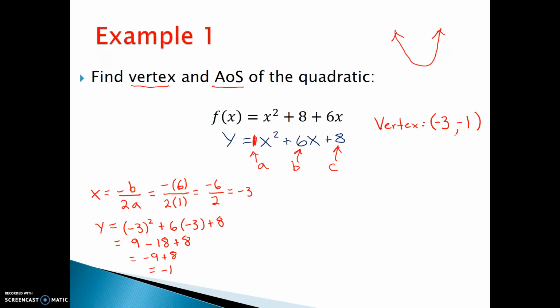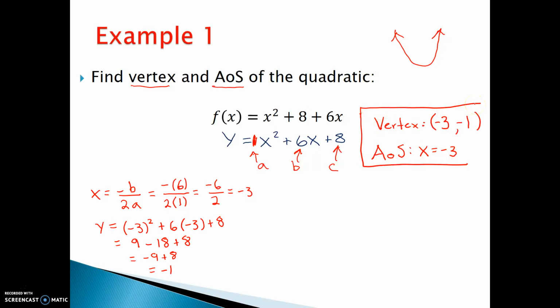Okay, so all I've done so far is basically just provide the vertex. Again, how do I find that axis of symmetry? It's pretty easy. I always want to write it as x is equal to, and the x value is coming from the x value of my vertex, which is negative 3. So this is what I'm looking for.